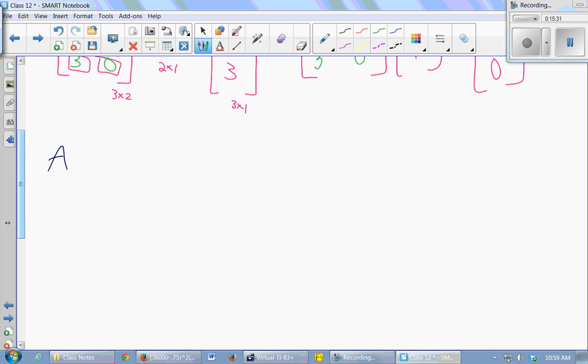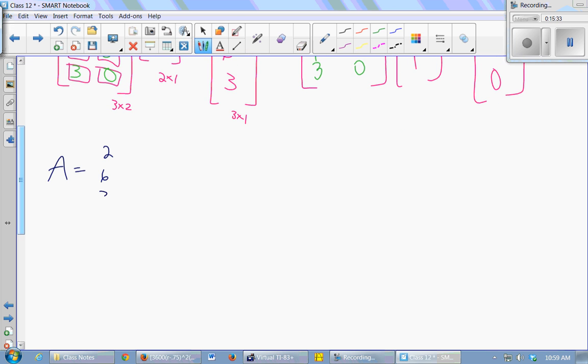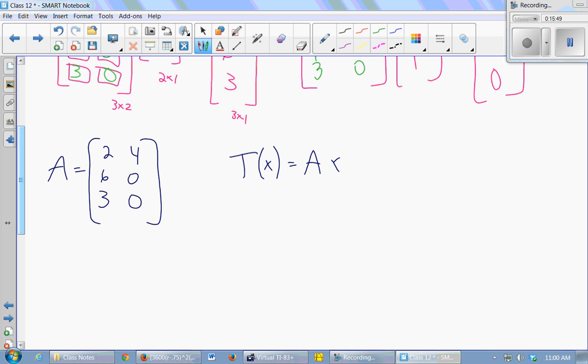Okay, so A, 2, 6, 3, 4, 0, 0. So my transformation T takes x's, actually I should say T of x equals Ax, right? So it takes vectors as inputs and multiplies them by A. Is this transformation, is this function one-to-one or onto? So let's think about onto first.